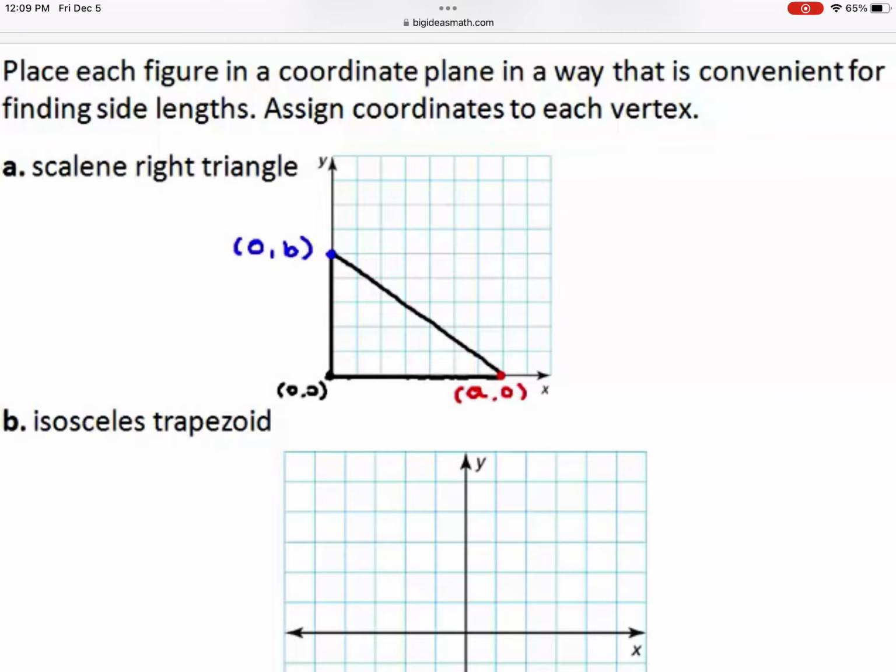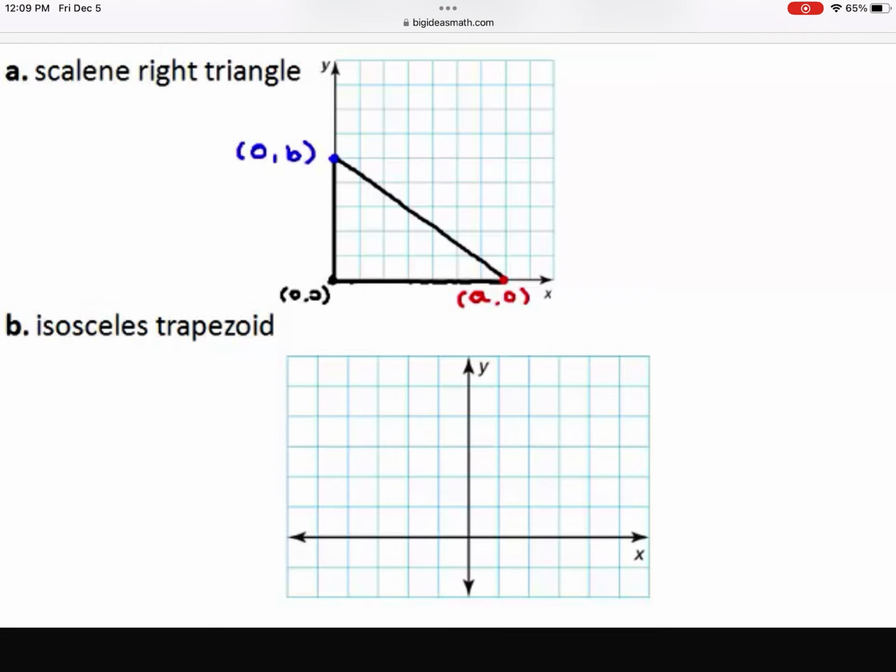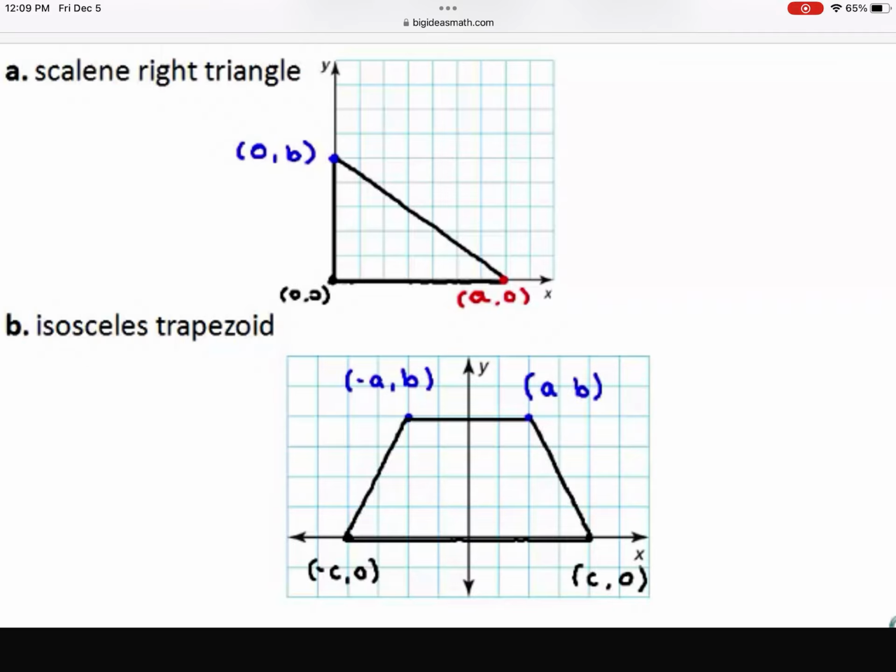Part B. Isosceles trapezoid. An isosceles trapezoid is a trapezoid where the leg lengths are equal. In order to do this, place your base on the x-axis. So start with the point (-c, 0) and then point (c, 0) because it would be easy to find this length. Let your other 2 points lie on the same line parallel to the x-axis. Say (-a, b) and (a, b). And then connect your points using line segments.